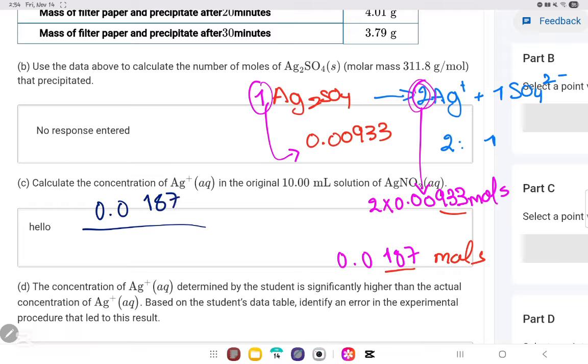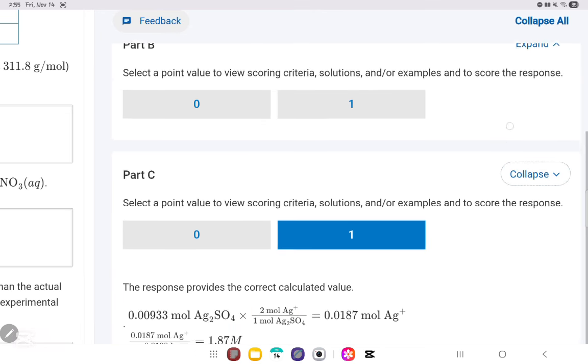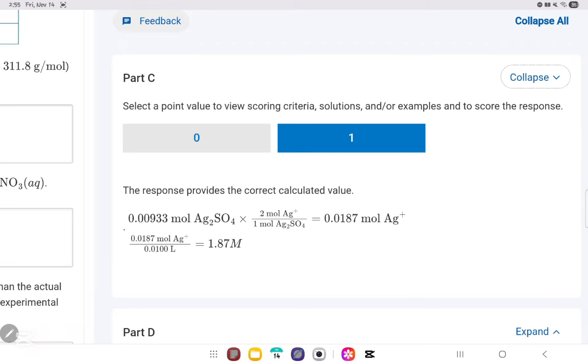0.0187 moles over the volume. You will divide it by 1,000 because it needs to be in liters, okay? So 0.0187 over 10 divided by 1,000, and I will get my answer to be 1.87 molarity. So the concentration is 1.87. If we check the answer key, we would get 1 entire point for writing this, and then for writing this.